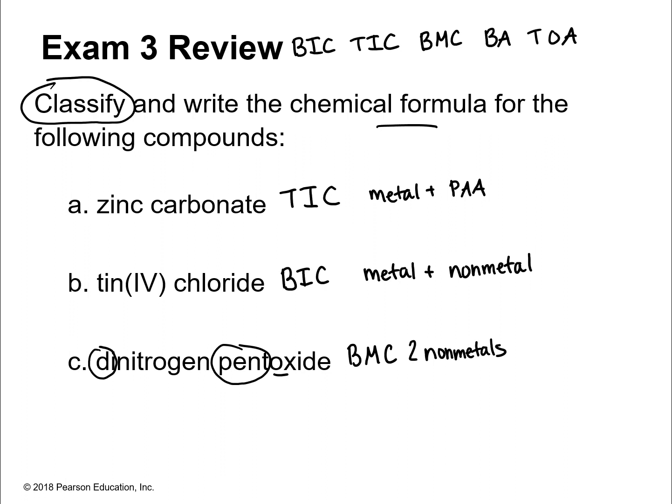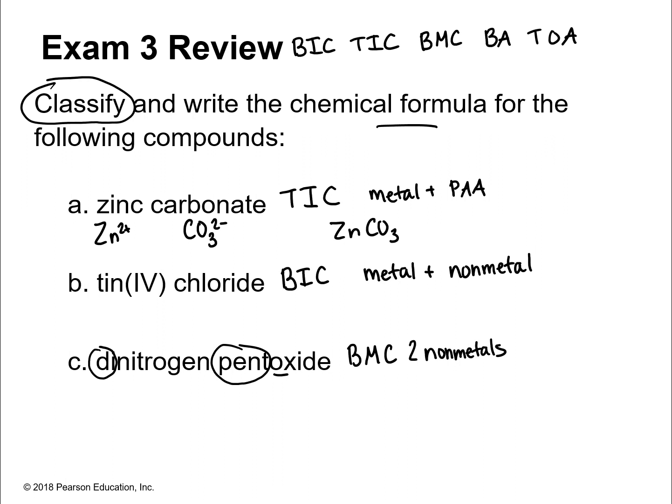All right, chemical formula. Zinc carbonate. That means we've got a zinc ion and we've got carbonate. Those, if I had one of each, then my total charge would be 0. So I can just slap it together like this. That's zinc carbonate.